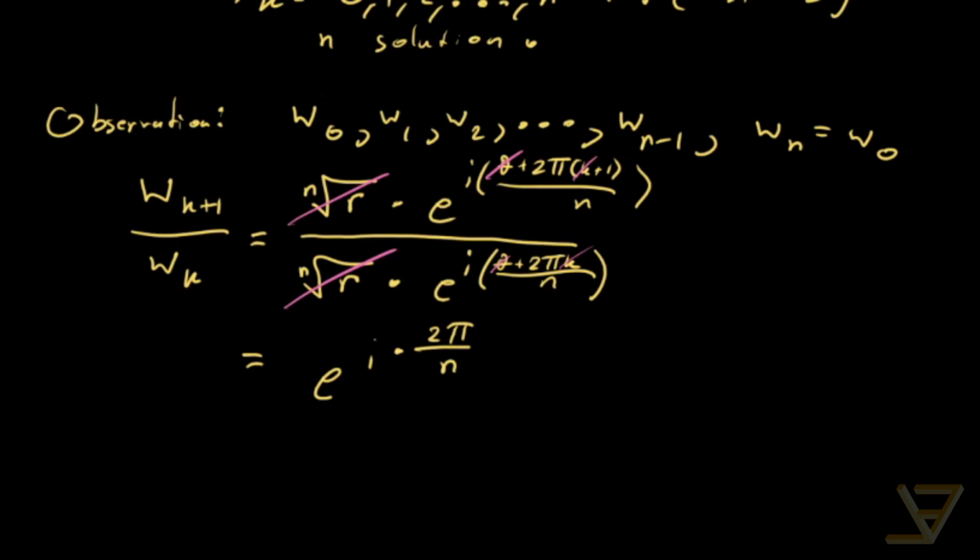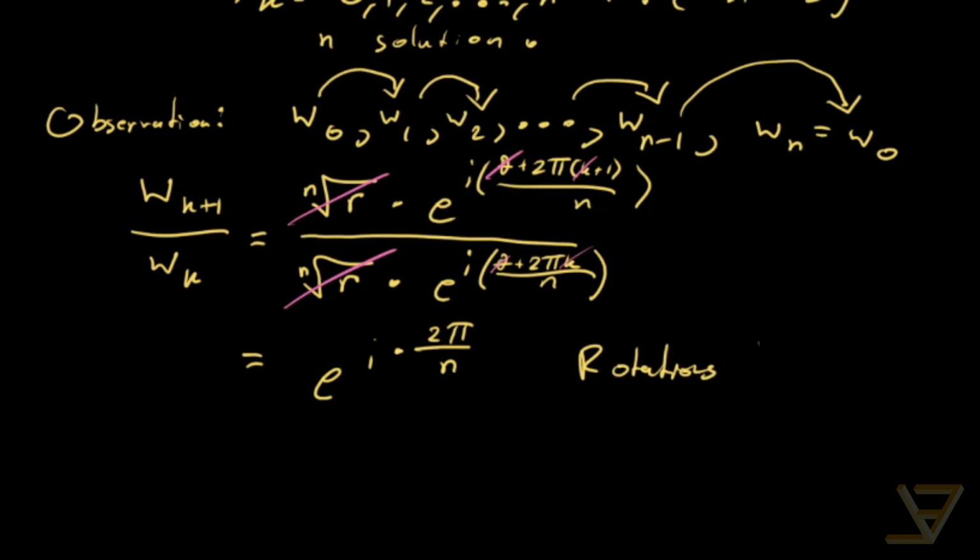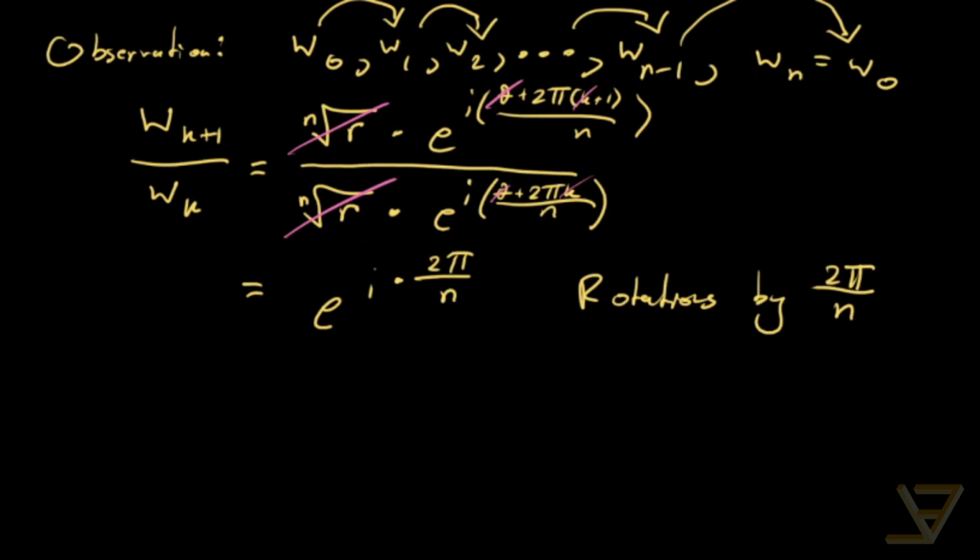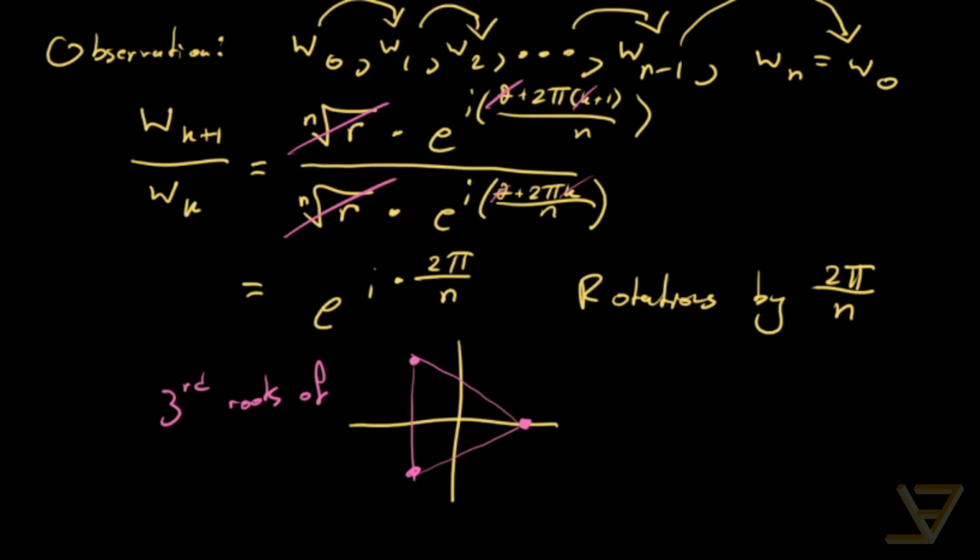So when we're going from w0 to w1 and then to w2 all the way through to w n minus 1 and then back to w0, we're just doing rotations by 2 pi over n radians. So what we have is that the roots form the vertices of a regular polygon. Like these three are the third roots of unity, meaning of 1.